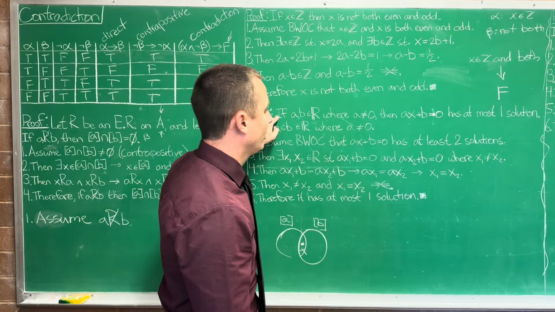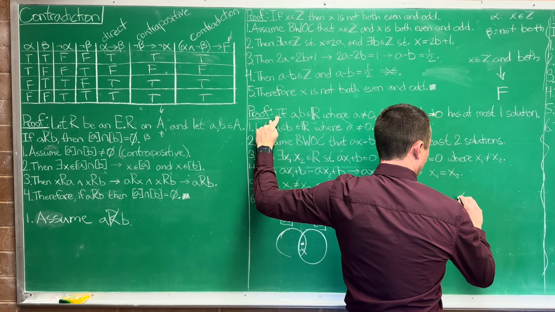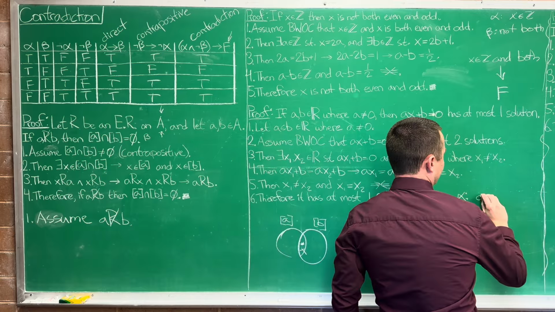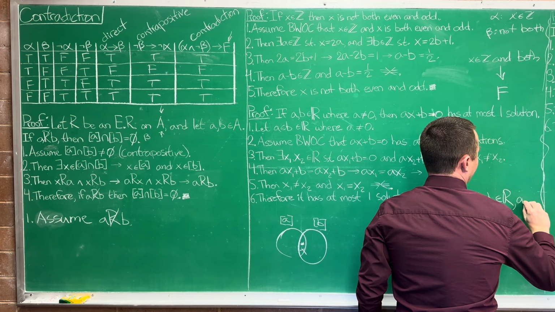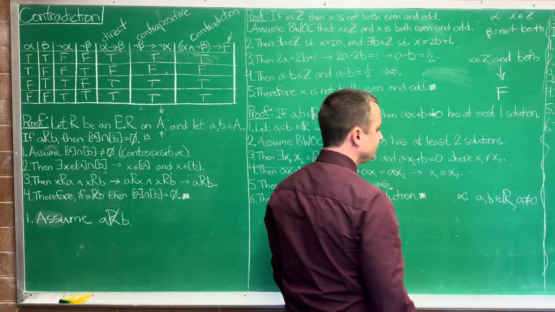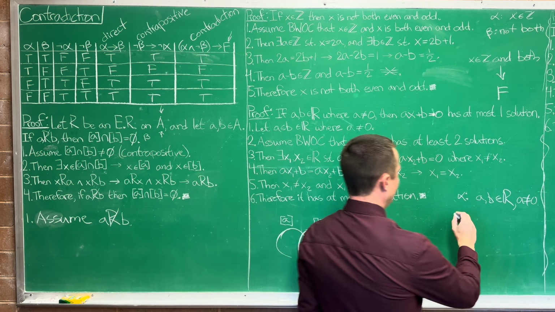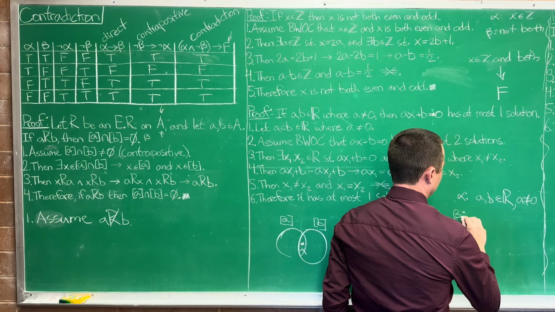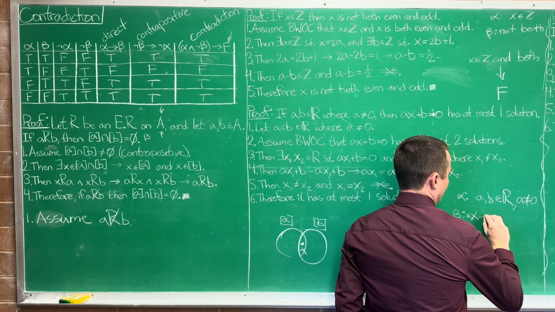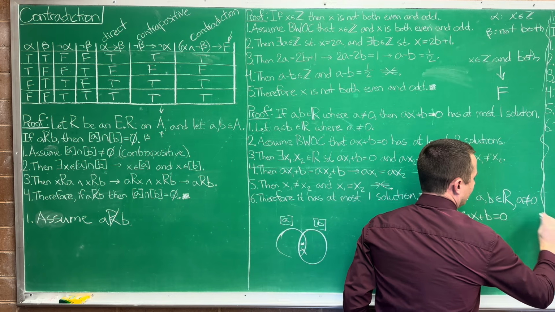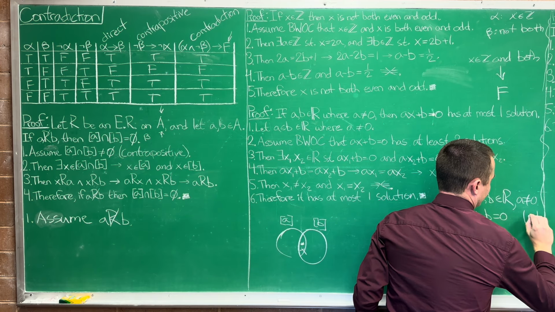Okay, once again, what's our alpha? Alpha is A and B are in the reals, where A is not equal to 0. And then what is our beta? Ax plus b equals 0 has at most one solution, right?